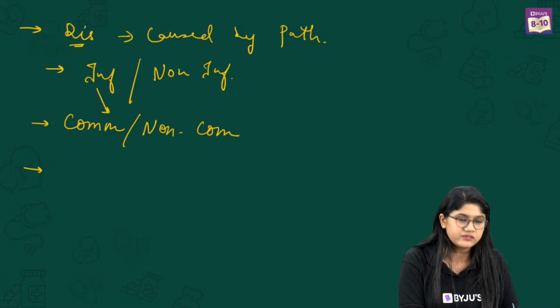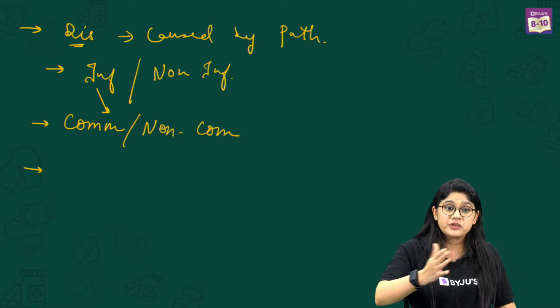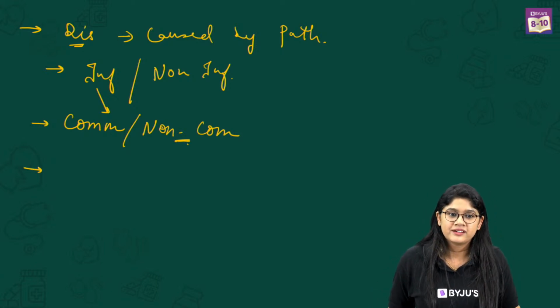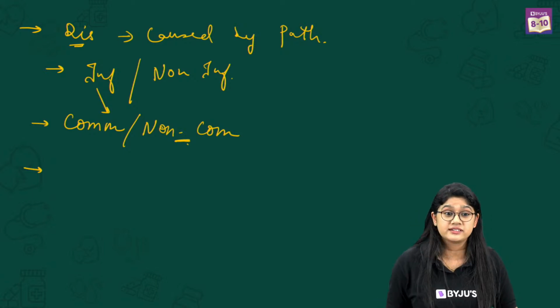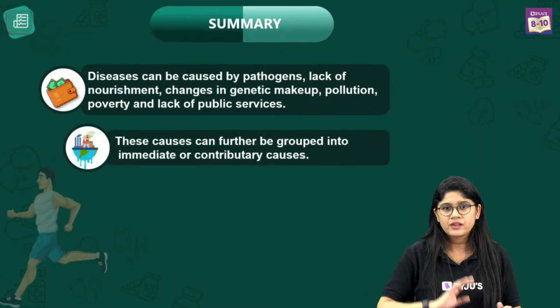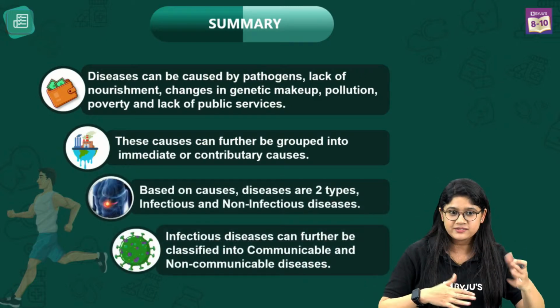In communicable we have diseases that can be easily spread, and of course non-communicable cannot be. We have the examples with this, and of course we have discussed various disease names. So let's quickly come back over here and do the quick summary. I'll give you the flow chart in the next class.